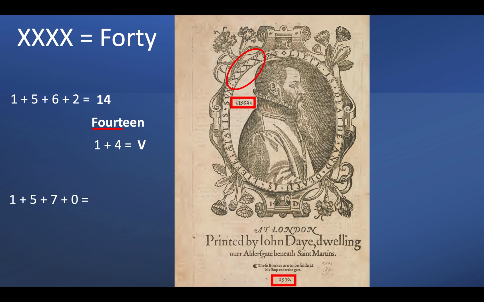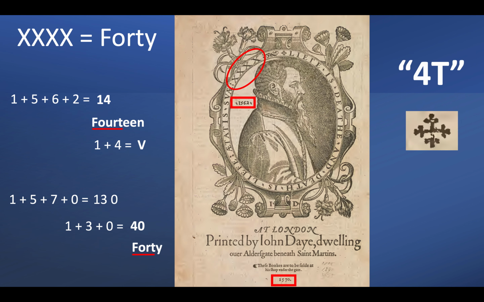If we have a look at the bottom date there of 1570, and we do the same, if we add 1, 5, and 7 together, we get 13. We're just going to leave the 0 where it is for the minute. 1 plus 3 obviously is 4, and we're going to add that 0 to the end of it. Well, that's 40. So you've got 40 three times on that last page, which is quite important, I would say.